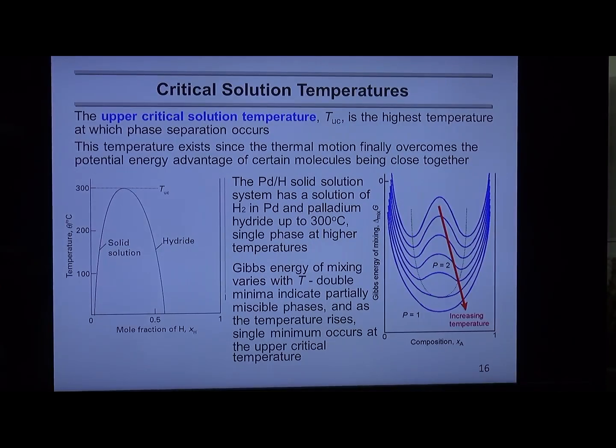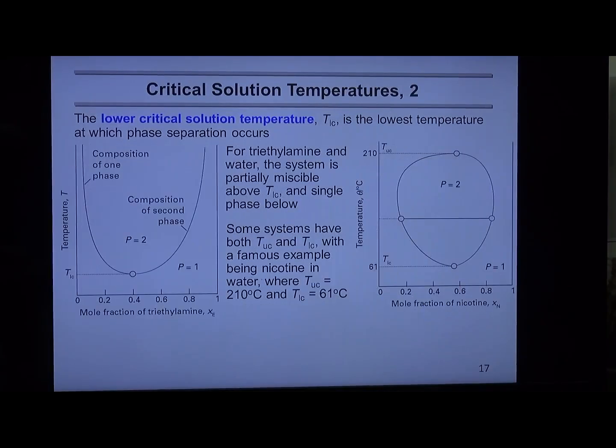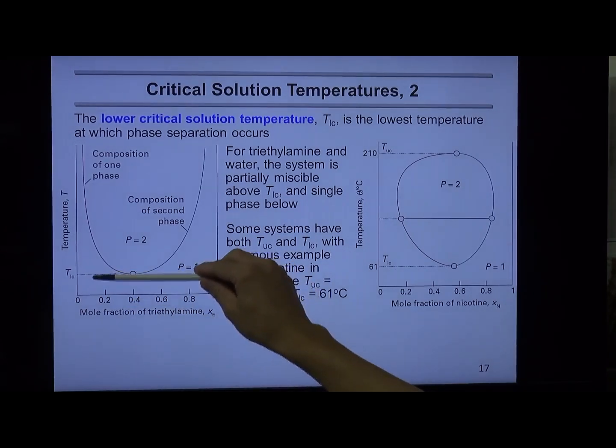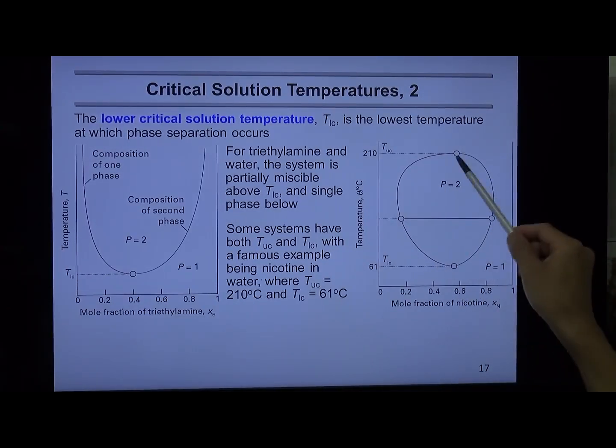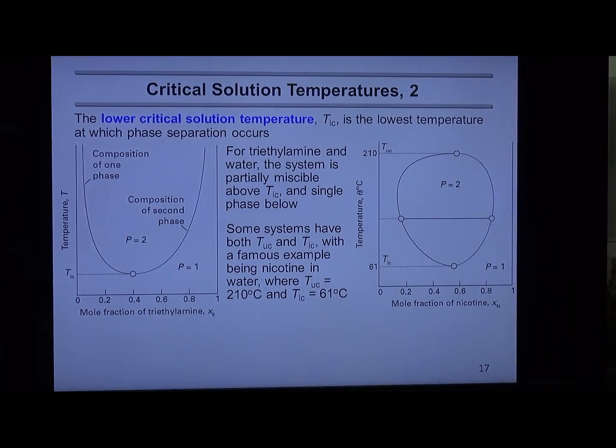But not all partially miscible liquids have this kind of phase diagram. Some of them have this kind of phase diagram, which is totally opposite. For this kind of phase diagram, we have a lower critical solution temperature. Above this temperature, we experience phase separation, but below this, we do not have phase separation. Some mixtures have this kind of phase diagram. In that case, we have two critical solution temperatures.